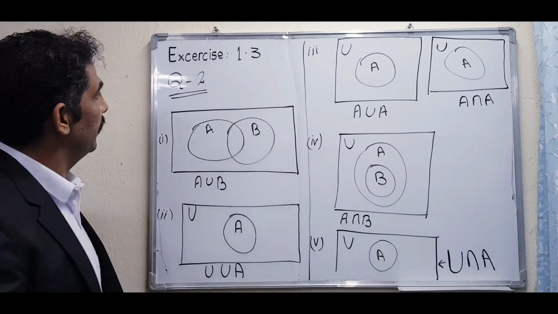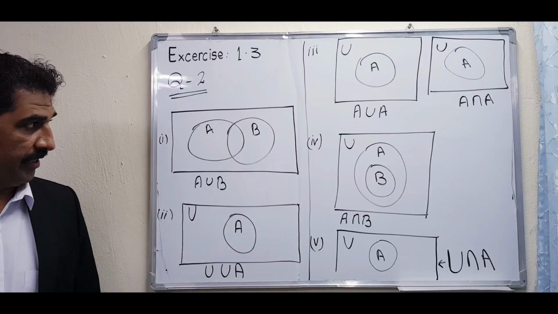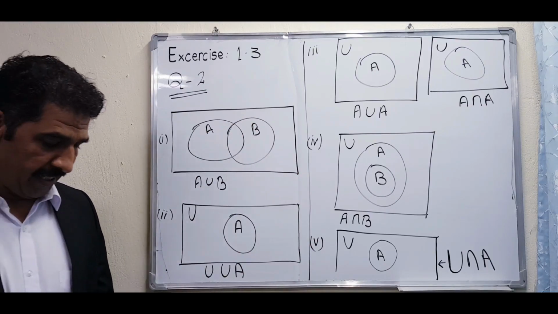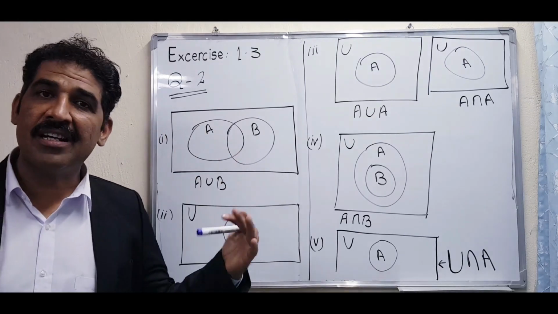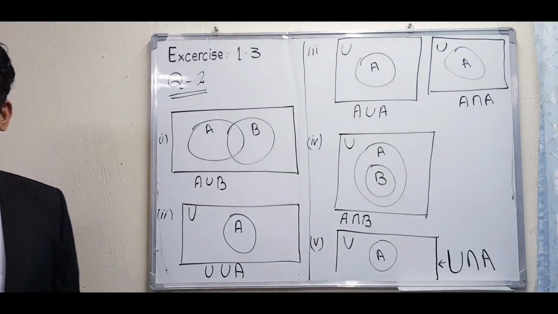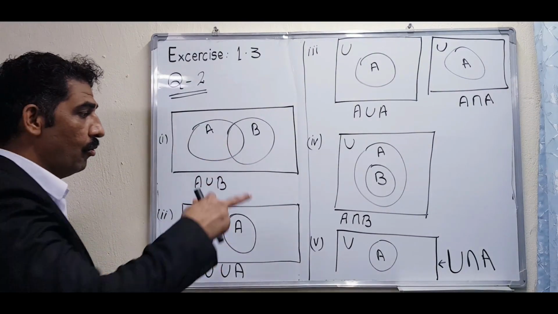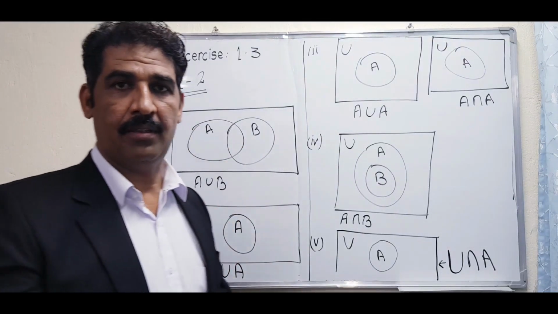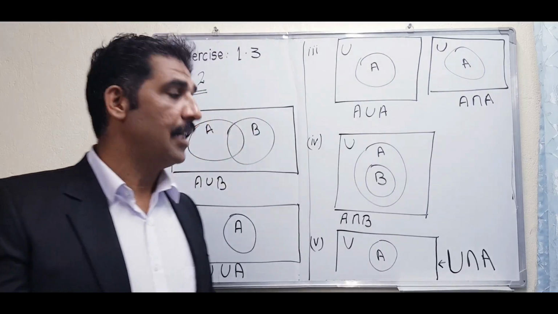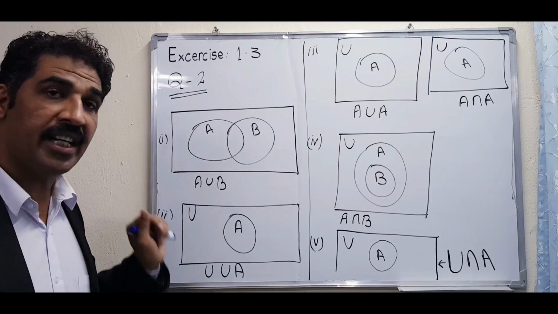Now students, in question number 2, I made all the diagrams first, and now I want to explain the first question. There is no mention of the type of the sets, but the condition is given: which type of sets? Overlapping. Overlapping means some portion is common. So first, for the overlapping sets, we have to find A union B.